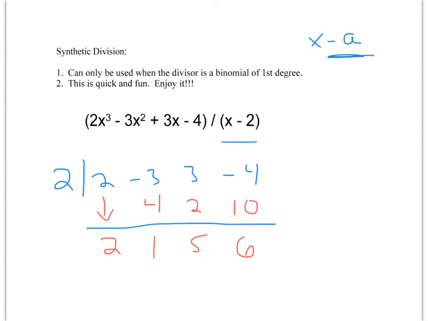So my final answer is going to look like this: 2x squared plus x plus 5 plus a remainder of 6, which I write over the original divisor, 6 over x minus 2. Because I have a remainder, we know now that x minus 2 is not a factor of this polynomial. It did not go in evenly.